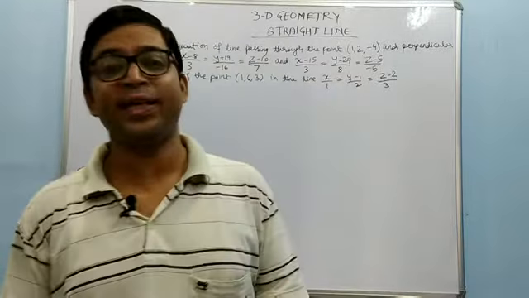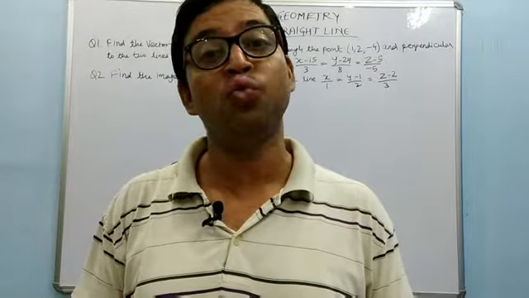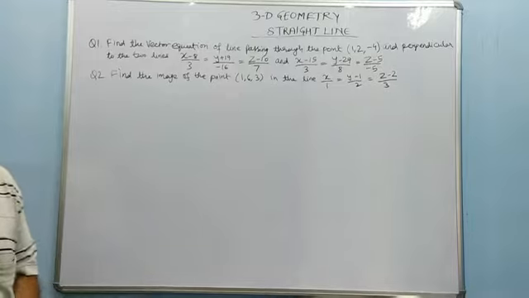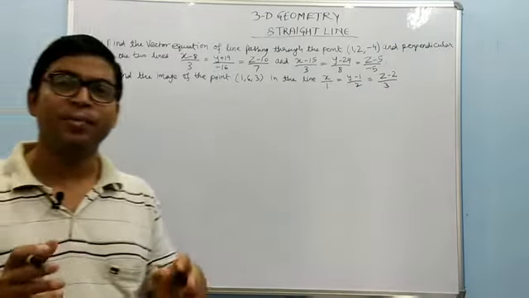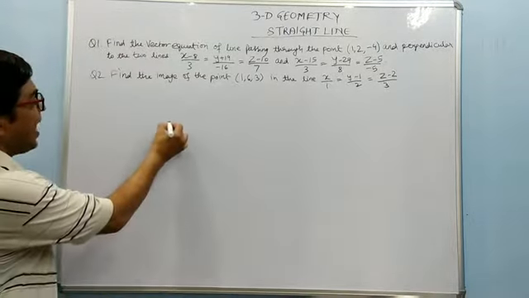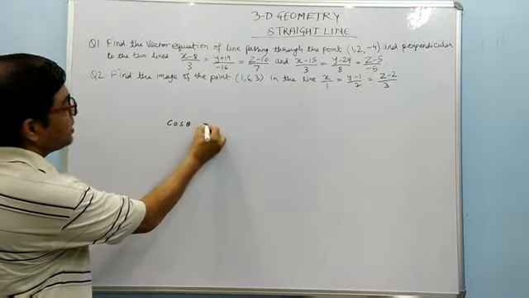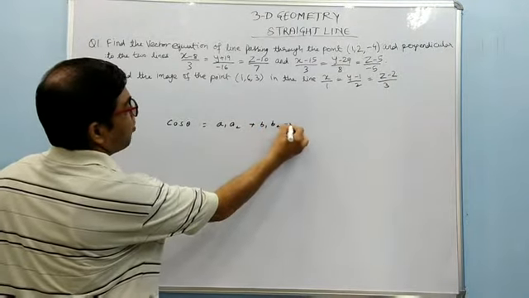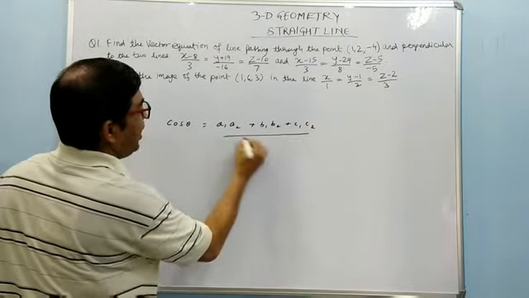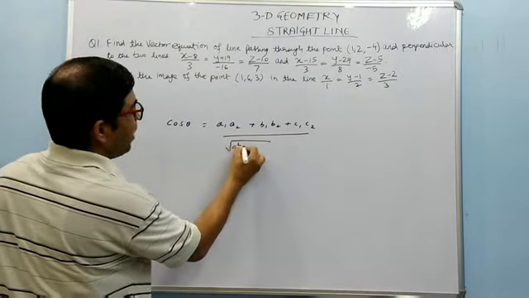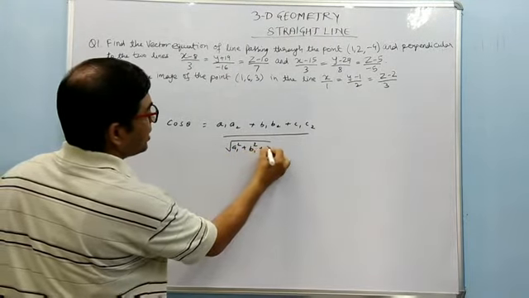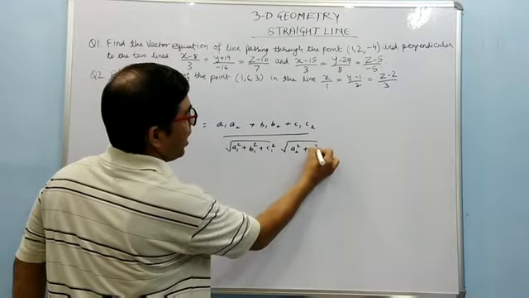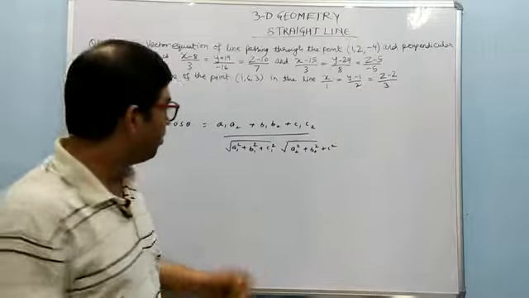Hello friends, we will see now the angle between two straight lines in 3D geometry. We have earlier seen that the angle between two lines is given as cos theta is equal to (a1a2 plus b1b2 plus c1c2) divided by under root a1 square plus b1 square plus c1 square into under root a2 square plus b2 square plus c2 square.